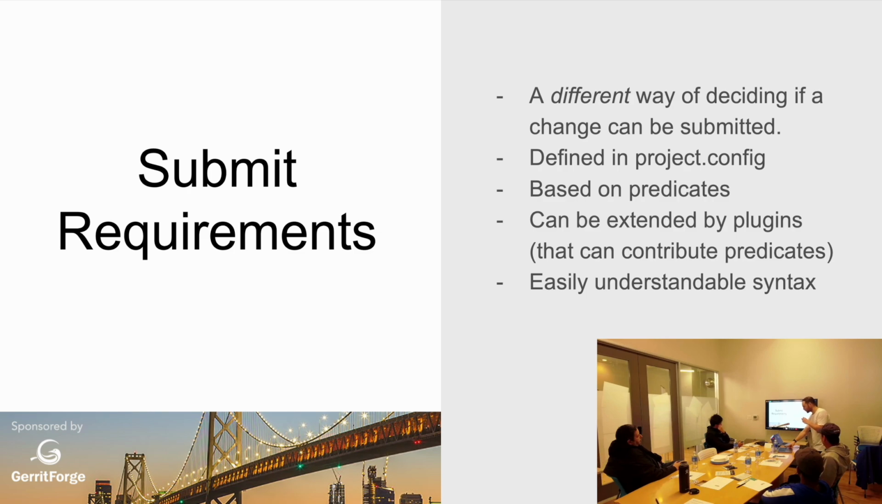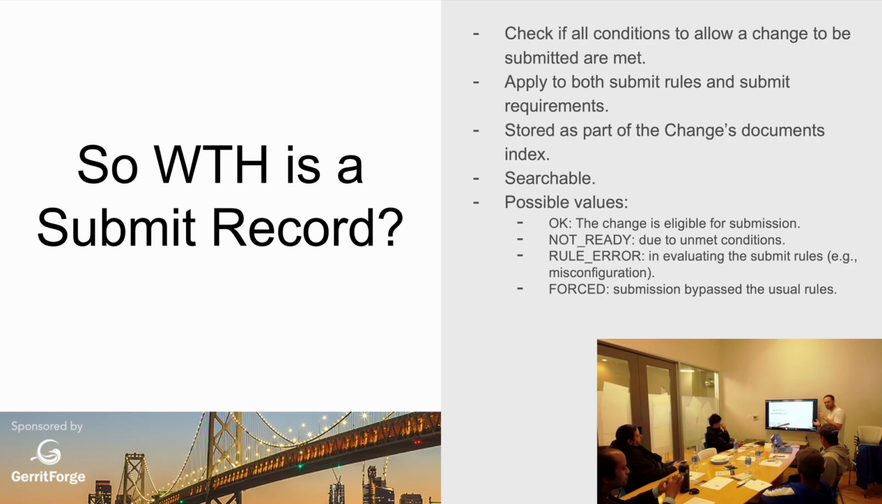And then finally, we've talked about submit rules. We've talked about submit requirements. So what the heck is a submit record? There's quite a lot of similar terms, I'm going to say. But the submit record is, I'm going to say, the final monster. It's the data structure that actually computes if a change is submittable and applies those submit rules and those submit requirements and then stores the information in the index. It's stored in the changes document index. It applies to both submit rules and submit requirements, and it's also searchable. So you can search the submittability state of a change. There's a few possible values, nothing groundbreaking here.